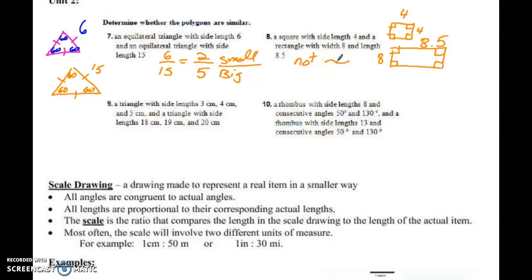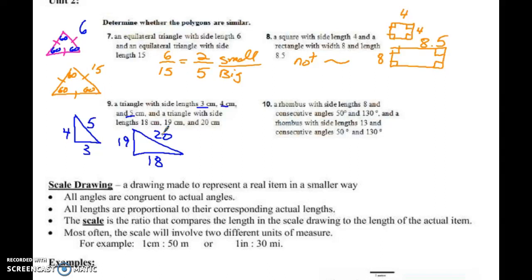Okay, we go to number 9. We have a triangle with lengths 3, 4, 5. All right, I'll just draw that. First triangle, 3, 4, and 5. Next triangle. Here we have an 18, a 19, and a 20.